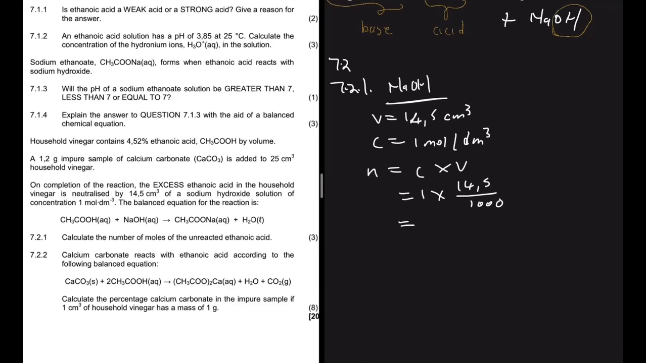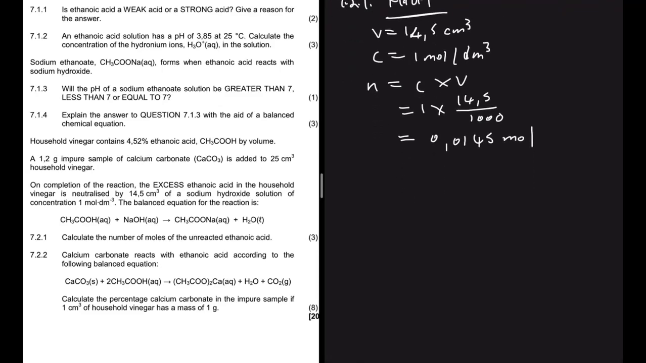I'm converting the centimeter cube to decimeter cube. So if I divide that by 1,000, it's giving me 0.0145 moles, right? So now I want you to look at something.